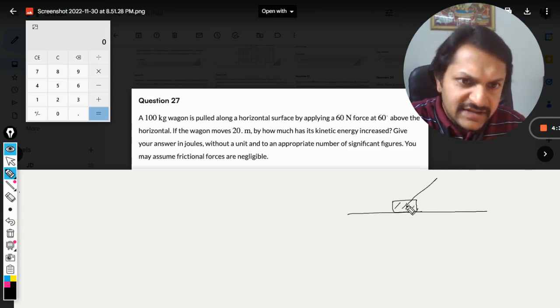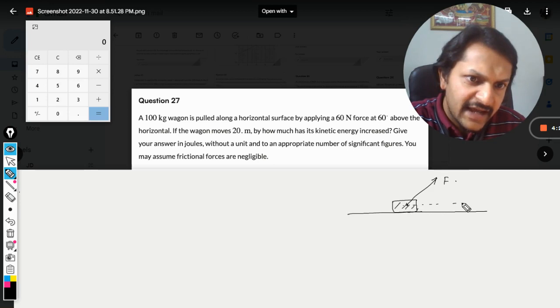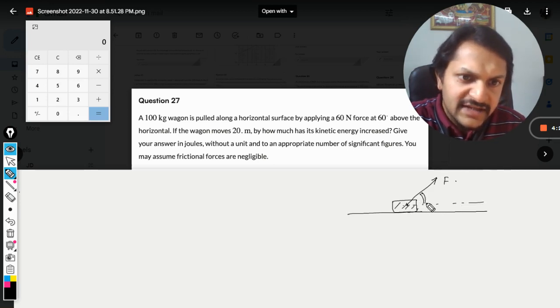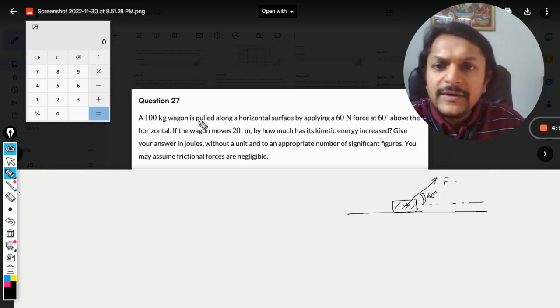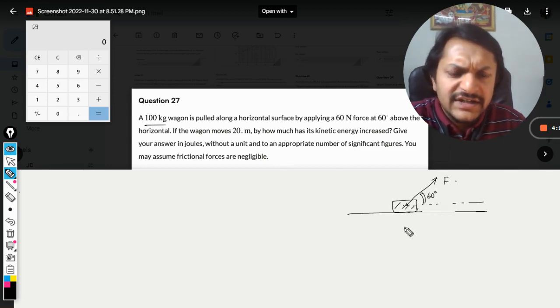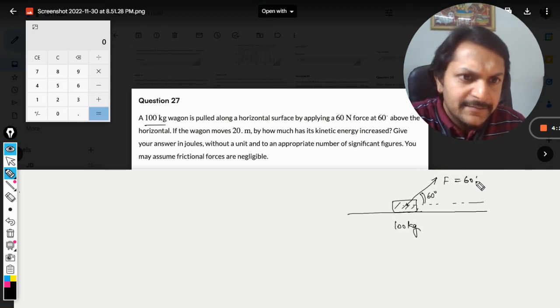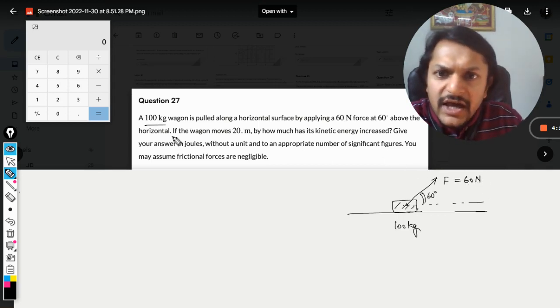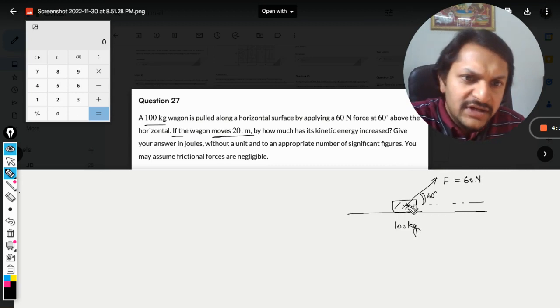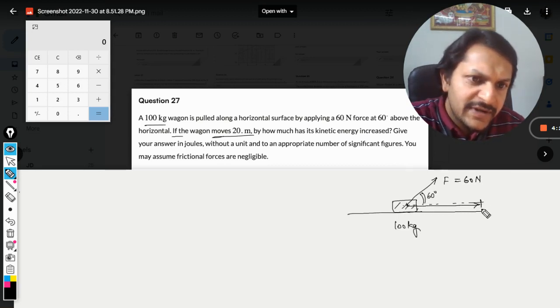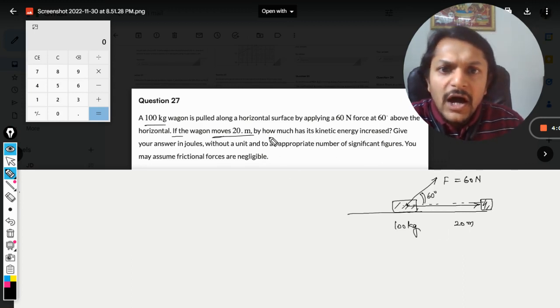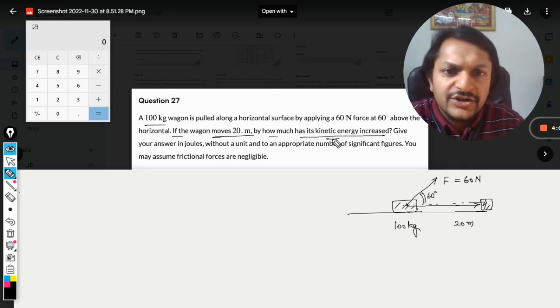and there is a force that is acting on it at a certain angle. So this angle is given as 60 degrees to us, and 100 kg is the mass here, and the force of 60 Newton is applied at 60 degrees. If the wagon moved by 20 meters, now the wagon has covered a displacement of 20 meters, how much has its kinetic energy increased?